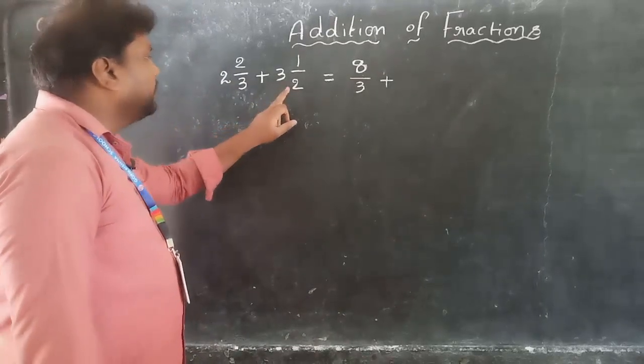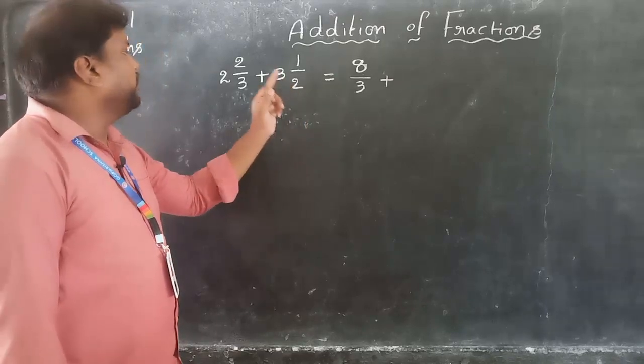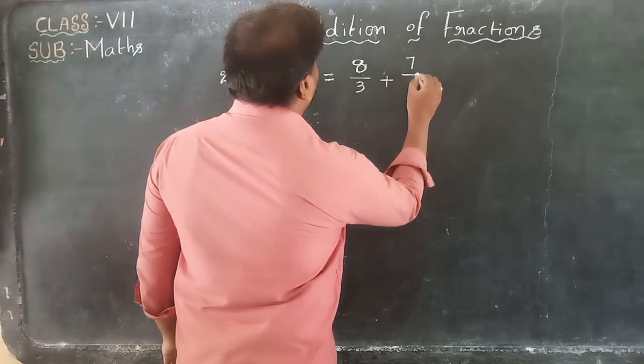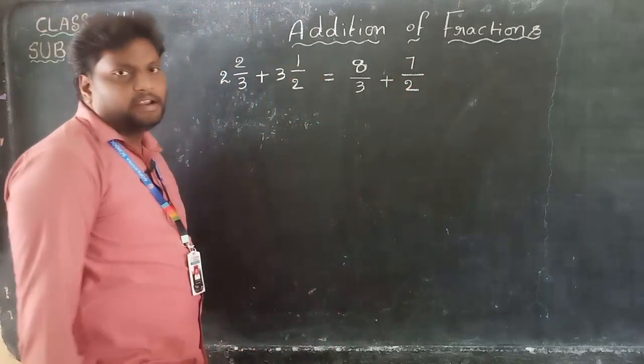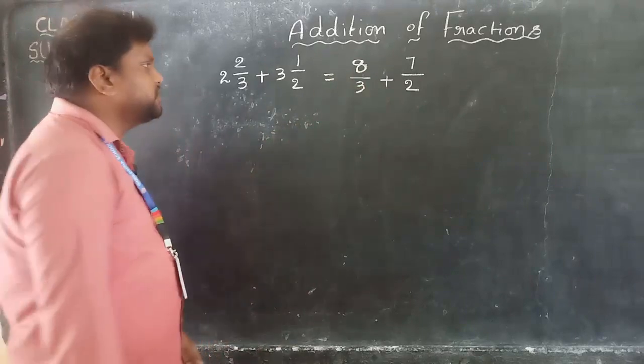Again, in the second fraction the denominator part is 2. 2 into 3: 2 3s are 6, plus 1, 7 by 2. Now the fractions will be unlike fractions. Again the same process. What is that?